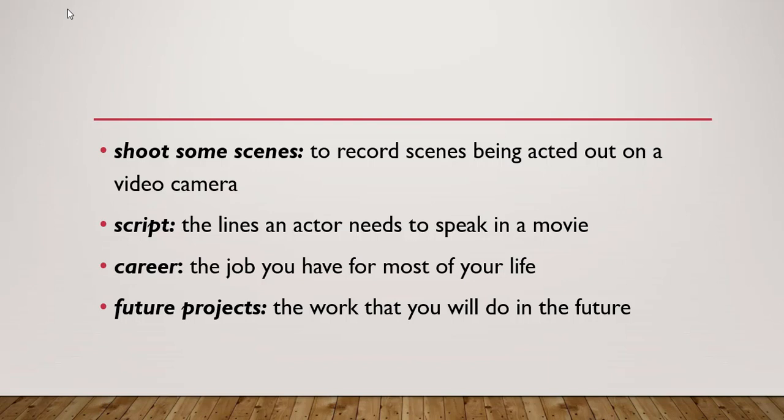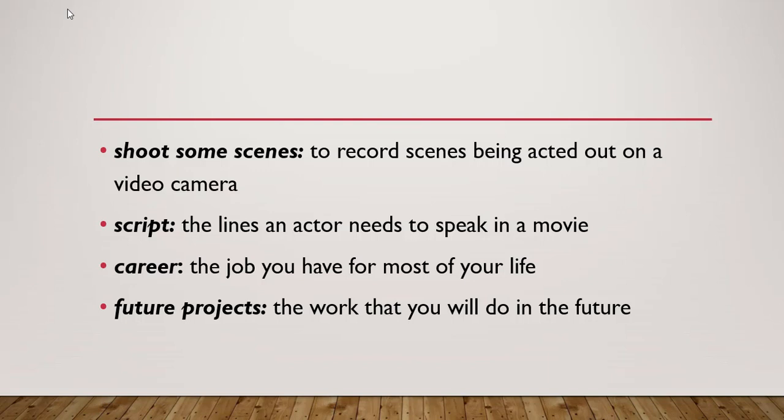Now another one is script. Script, what does it mean? The lines an actor needs to speak in a movie. Now, if you want to act a film, you want to act a movie, you will be given some lines to act. They will write it out and then you have to practice it, and then you have to come to act it. And so the lines you are given is called a script.